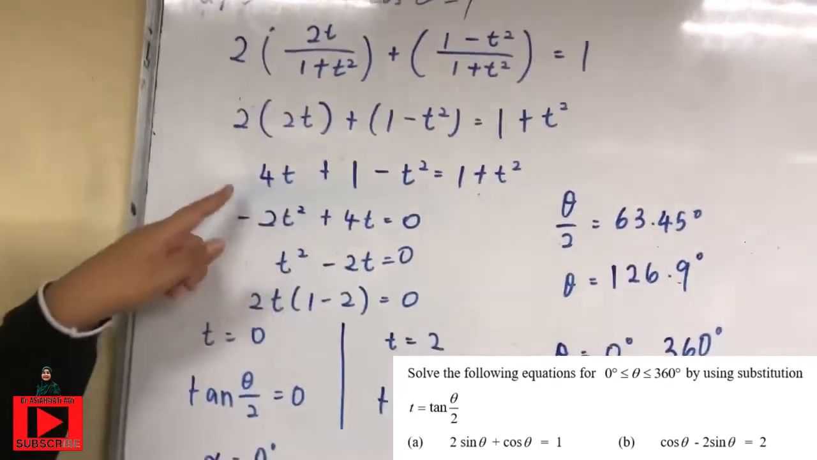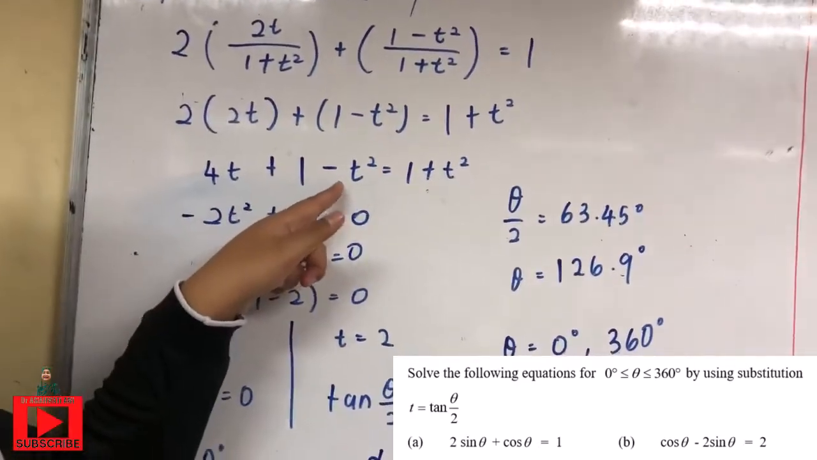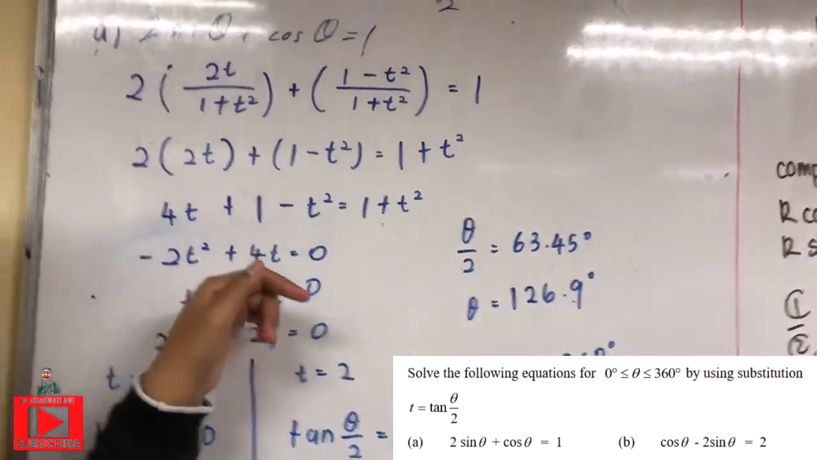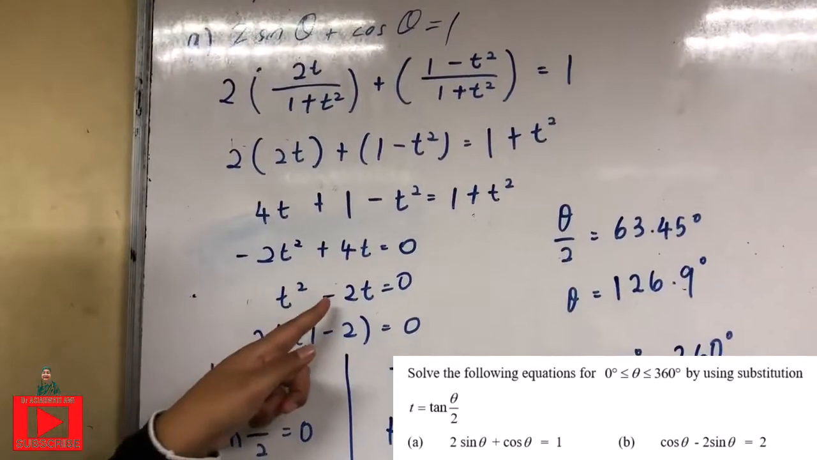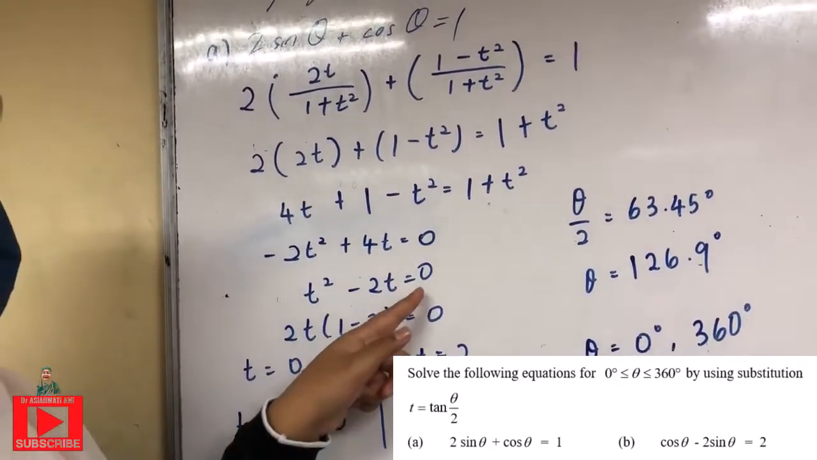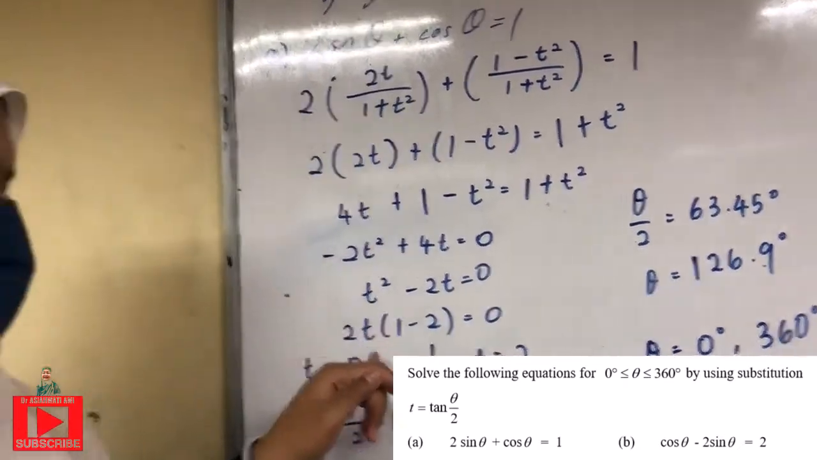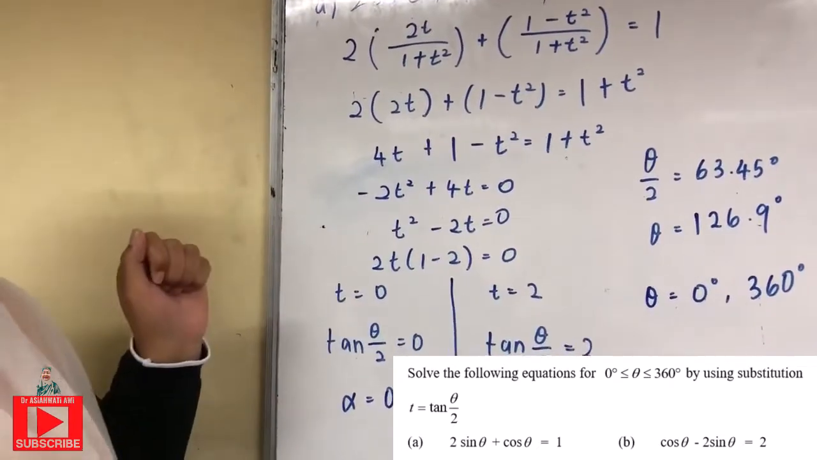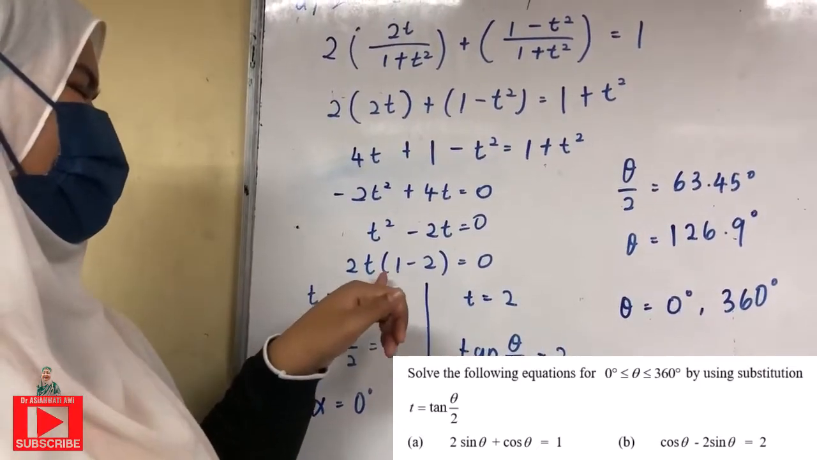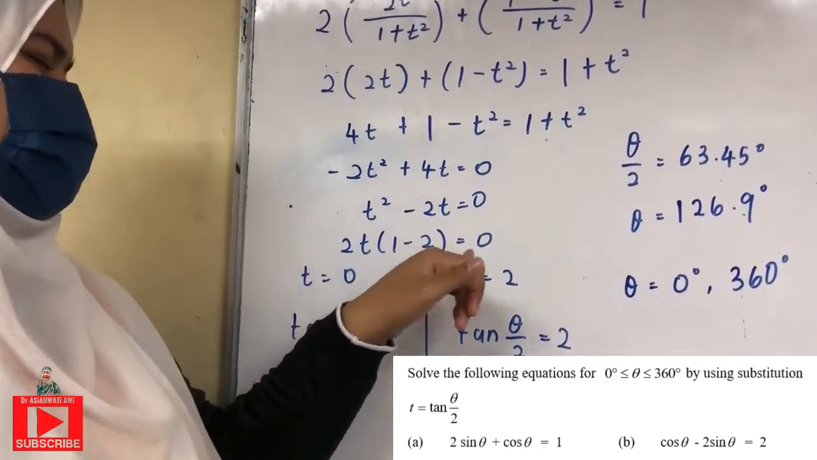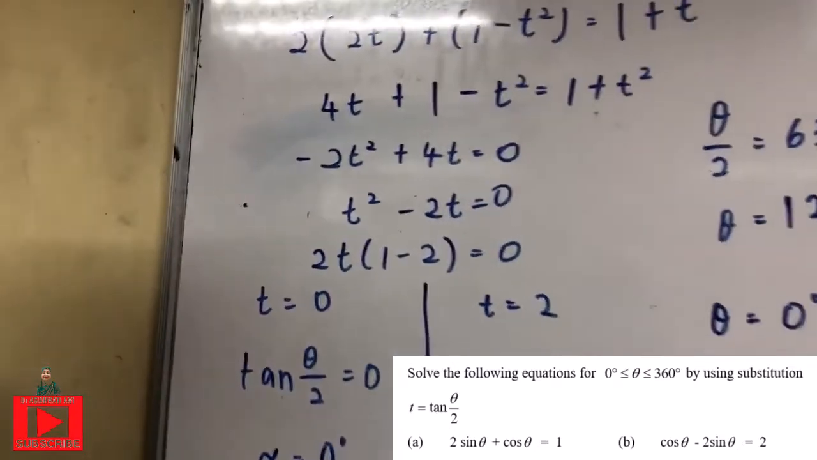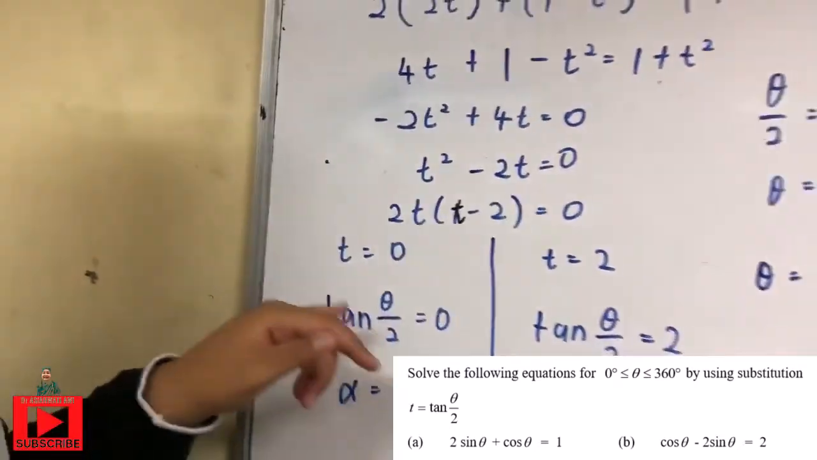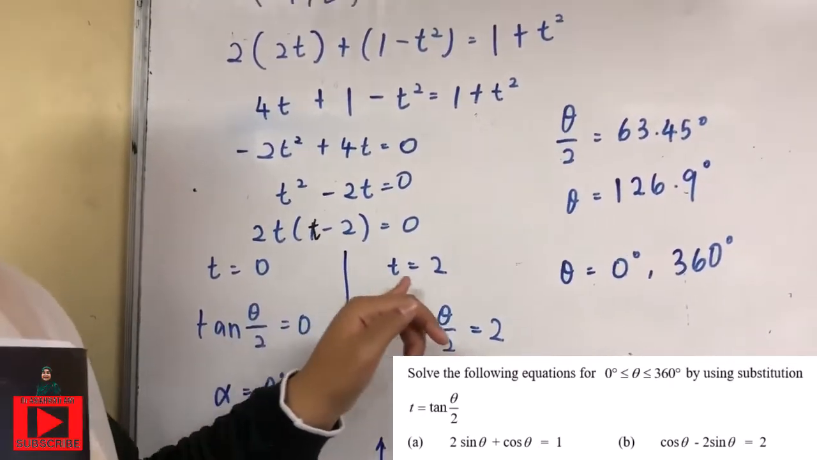So ni kita expand je. 4t plus 1 minus t squared equals to 1 plus t squared. So negative 2t squared plus 4t equals to 0. So t squared equals to negative 2t equals to 0. So 2t kita boleh factorize. So 2t darab 1 minus 2 equals to 0. So 1 minus 2 bukan t. This one t, right? Oh yeah, this is t minus 2. Okay? T minus 2. So t equals to 0, t equals to negative 2.